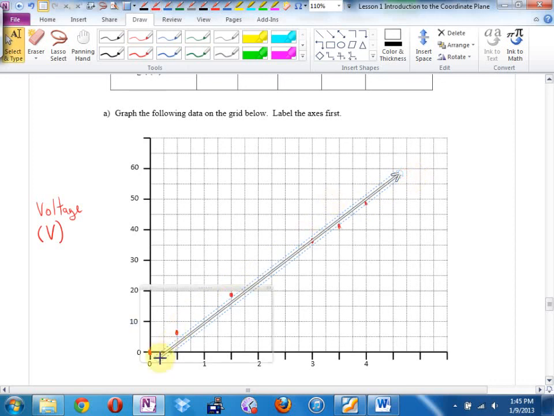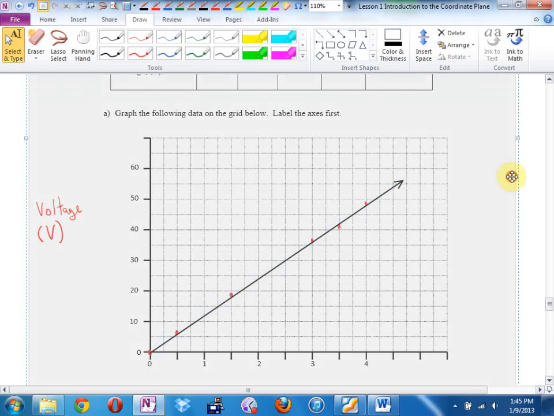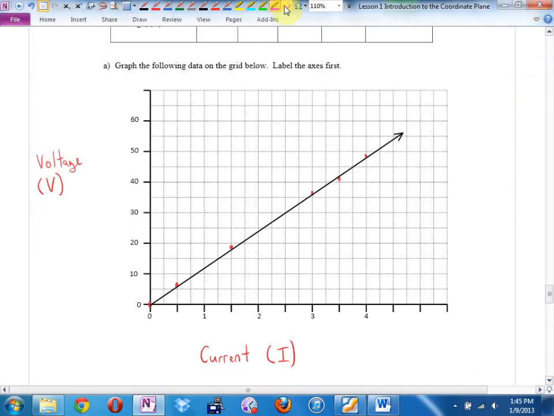Now I've got to move this around a little bit. I want to go right on there, and I want to go through as many points as I can. That's pretty good. I think something like that. I've got one point a tiny bit below the line, and a couple points a tiny bit above the line. I'm pretty close. There's mathematical ways to draw what's called a line of best fit, but here in Math 10, we're going to say eyeball it as best you can.